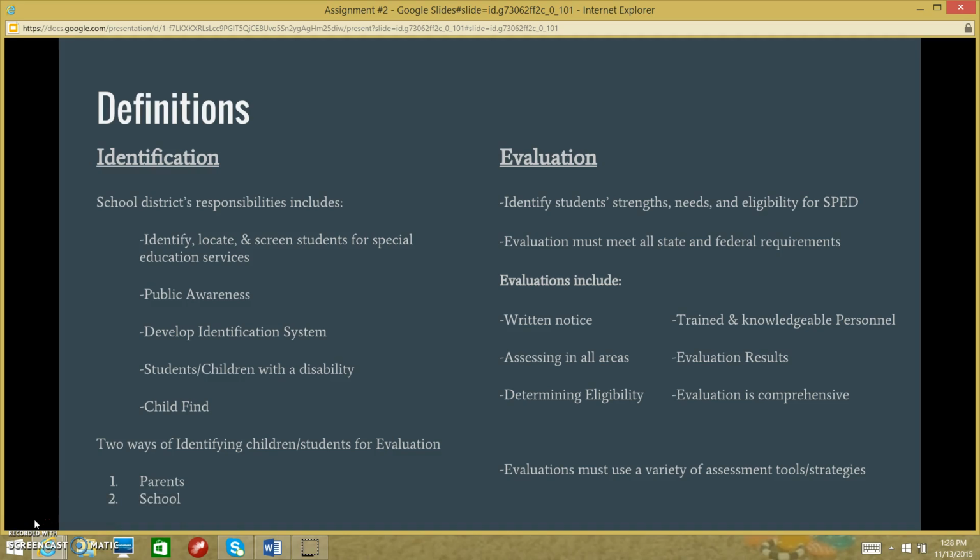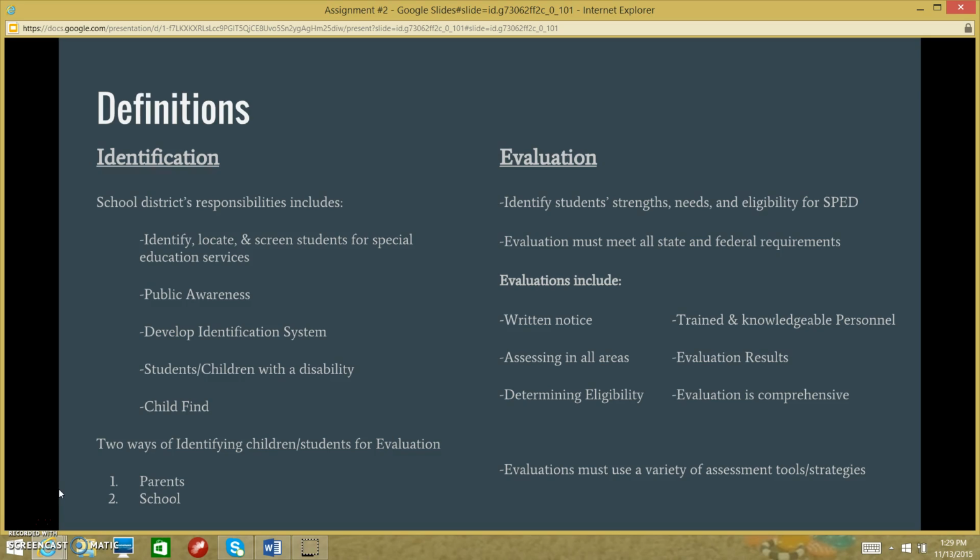Lastly, according to the IDEA, there are two ways in which a child may be identified to receive an evaluation under its law. 1. Parents may request that their child be evaluated at no cost to them. 2. The school system may ask to evaluate the child. Concerns may be based off of teacher recommendations, observations, or test results. Written consent must be given before an evaluation is conducted.